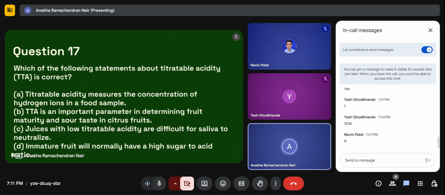Option 1, titratable acidity measures the concentration of hydrogen ion in a food sample. Option 2, it is an important parameter in determining fruit maturity and sour taste in citrus fruits. Option 3, juices with low titratable acidity are difficult for saliva to neutralize. And option 4, immature fruits will normally have a high sugar to acid ratio. So out of these, which do you think is or are correct?